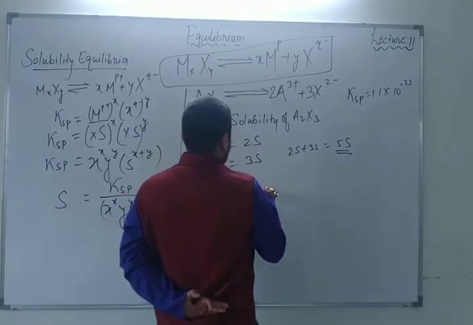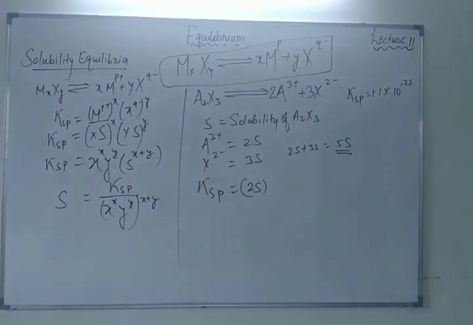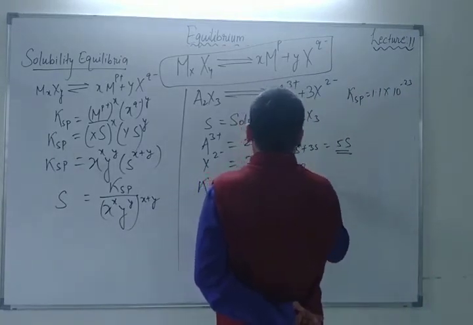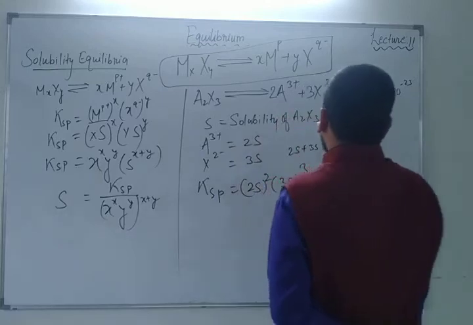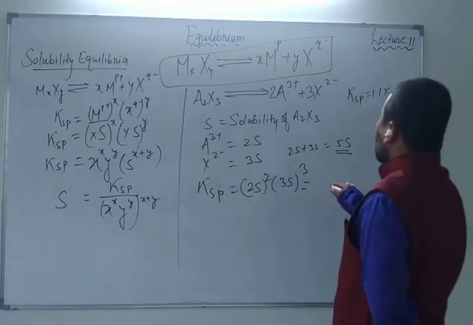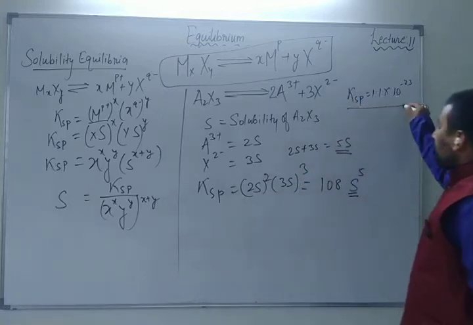2S to the power 2 and 3S to the power 3. Can you tell me what is the value? 2S to the power 2 and 3S to the power 3. That is equal to 2 2s are 4, 3 3s are 9, 3 9s are 27, 27 4s are 108. 108 S to the power 5. Right? This is 108 S to the power 5, and the value of KSP is given.